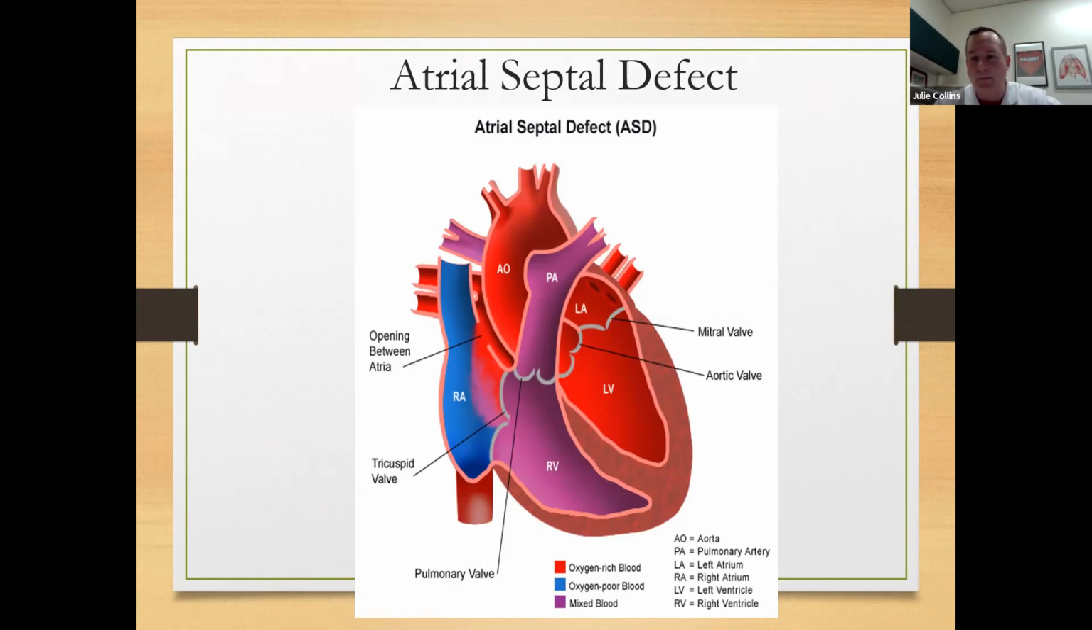Let's talk about the primum. Someone besides Owen, who wants to tell me where the primum is located? Lower part of the atrial septum. Okay, and what's associated with the primum? Mitral valve clefts and partial AV canal. Okay, great answer. Third one, sinus venosus. Where's that located?